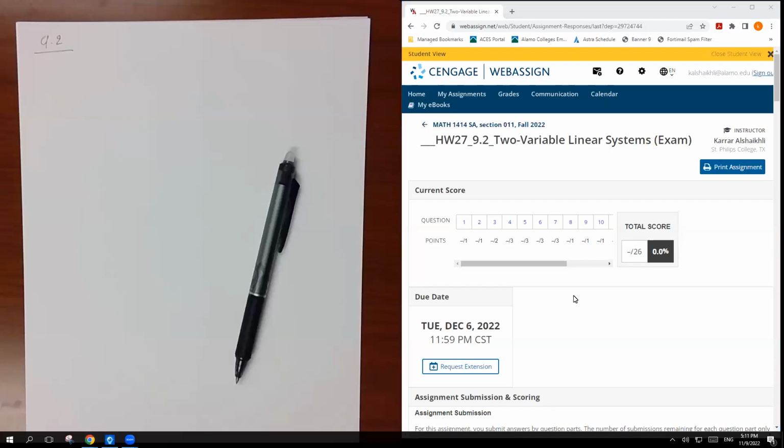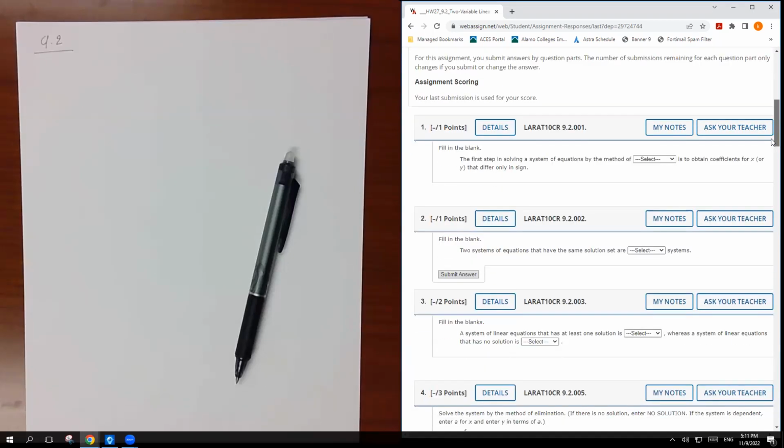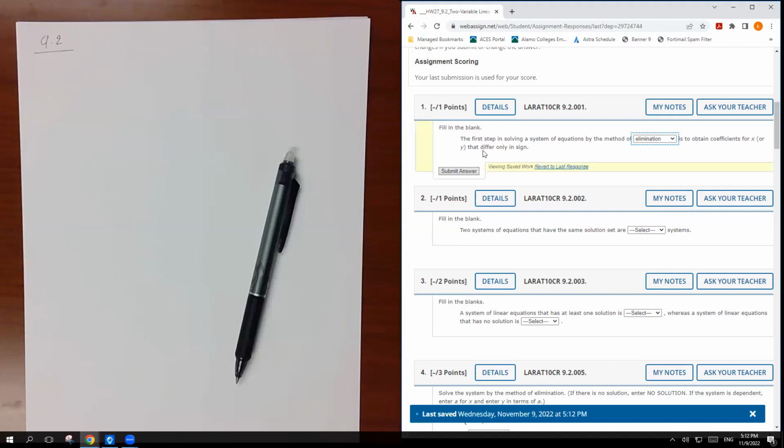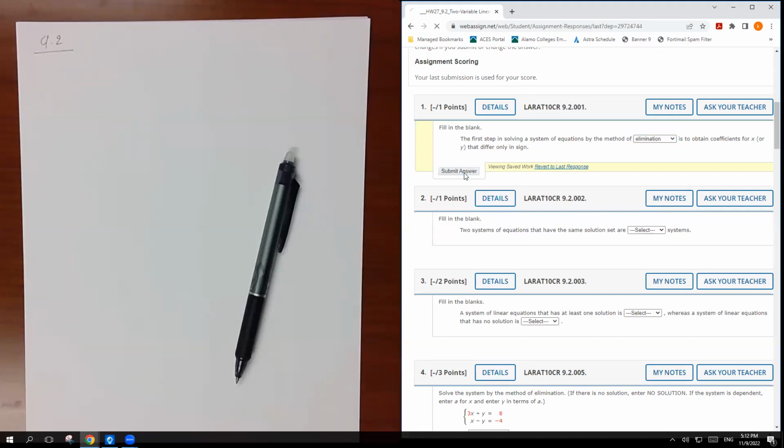So let's start with section 9.2, two-variable linear system. The first question is: the first step to solve a system of equations by the elimination method, because we learned how to use the substitution method in section 9.1, is to obtain coefficients for x or y that differ only in sign. So this is the first one.